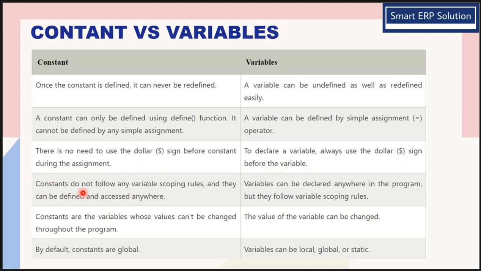Constants do not follow any variable scoping rules and they can be defined and accessed anywhere. Variables can be declared anywhere in the program, but they follow variable scoping rules. Constants are like variables whose value can't be changed throughout the program. For variables, the value of the variable can be changed. For constants, by default, constants are global. Variables can be local, global, or static.